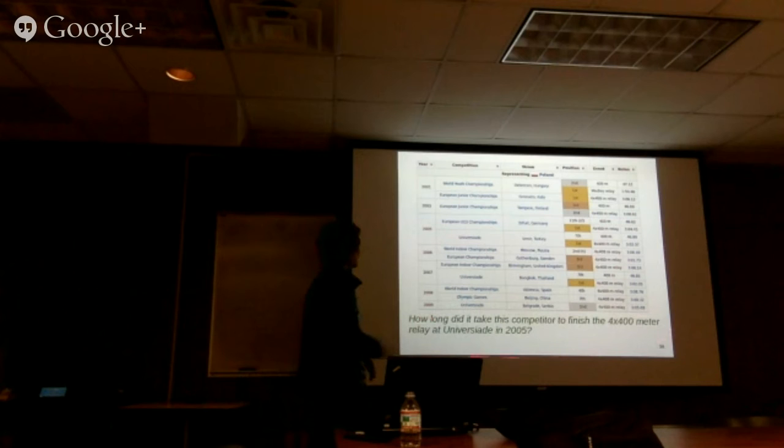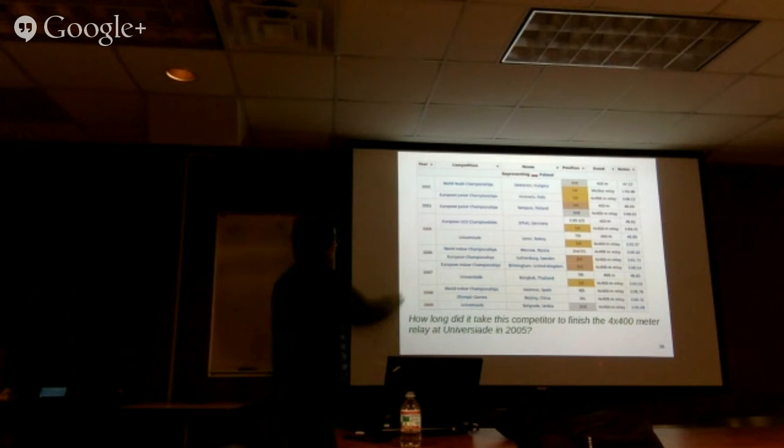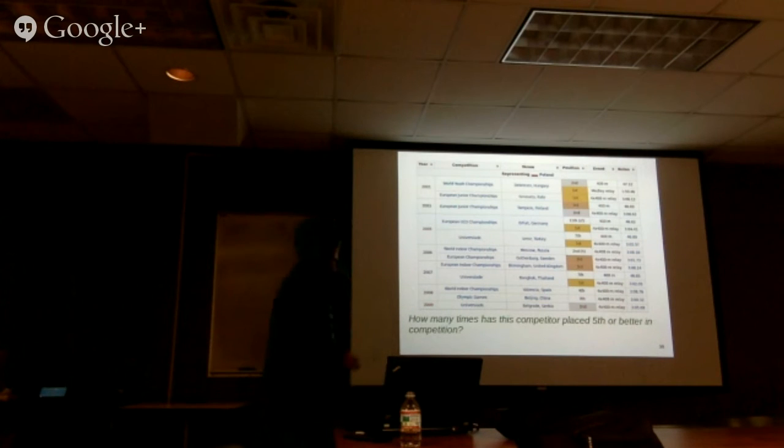How long did it take this competitor to finish on this particular date? You have to look at this constraint and figure out the time. And notice that it doesn't actually say how long it takes. It says notes. So you have to figure out that, well, maybe these look like times. And where was the competition immediately held before? So you have to understand what before and immediately mean in this context, and so on.